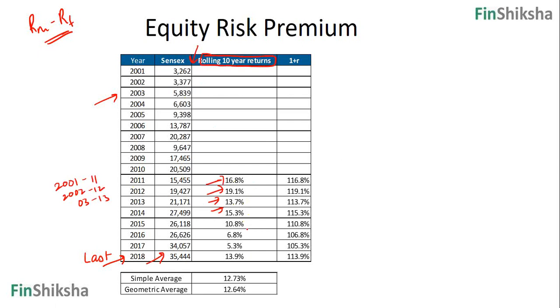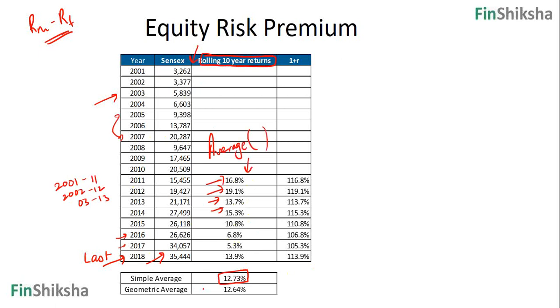Annualized return, 10-year period. So you did very well till 2015, but in 2016, 2017, your returns got depressed because those were the peak years of the previous bull run. If I take a simple average, my market return is about 12.73, which is just a simple average function of all these on Excel will give me this.